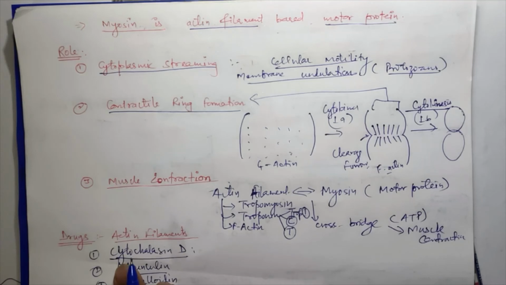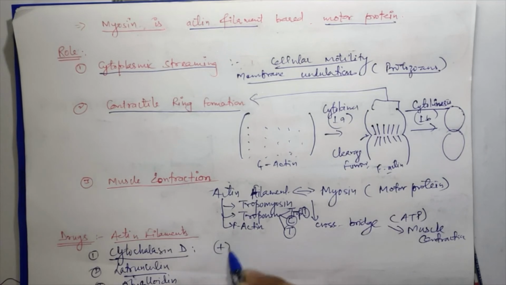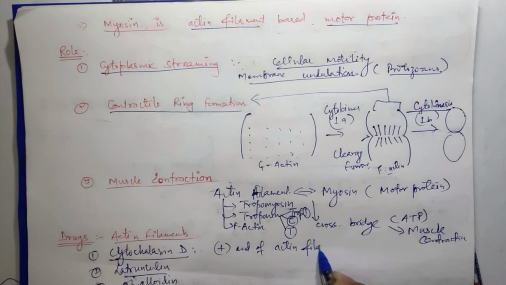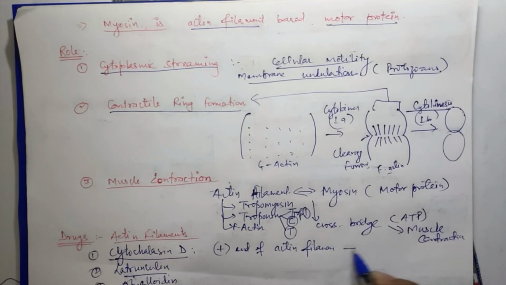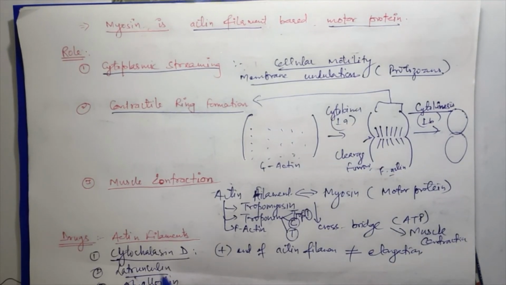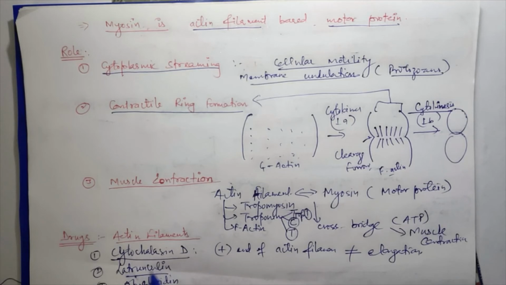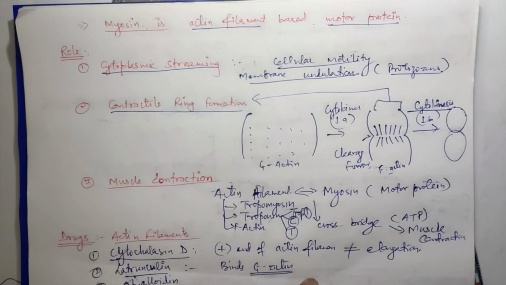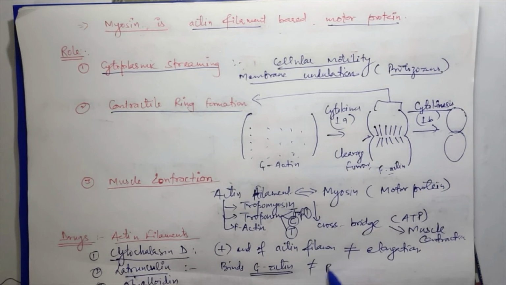cytoplasmic streaming events, and it basically binds with the plus end of actin filaments and prevents elongation. On the other hand, latrunculin binds with G actin in its globular phase and prevents polymerization.